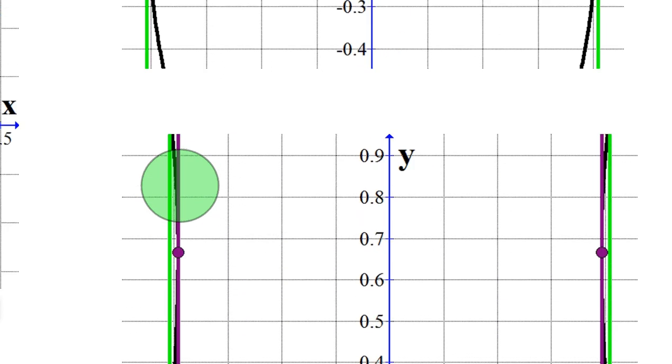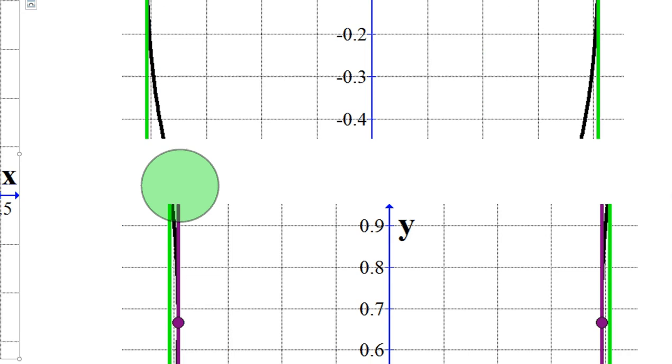That's it right now for implicit tangent lines. We did vertical, horizontal, and just finding the equation for one. If you have any other questions about this, let me know.